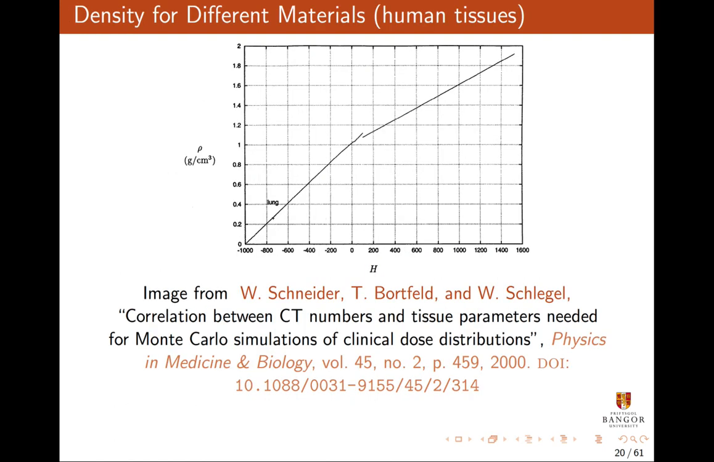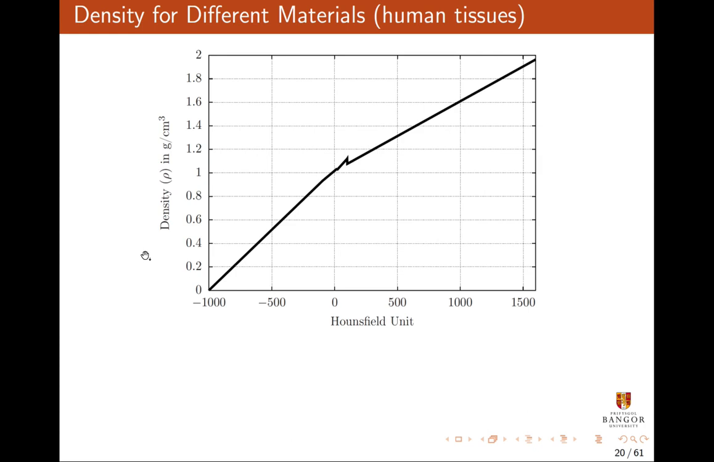Because I focus a lot on medical applications, in medicine we like Hounsfield units to represent the properties of voxels, and there's a very well-known paper in the radiotherapy community that provides a correlation between CT numbers, Hounsfield units, and tissue parameters, like density in that case. So here's from the paper, this is from our simulation, and we can see this is the same.